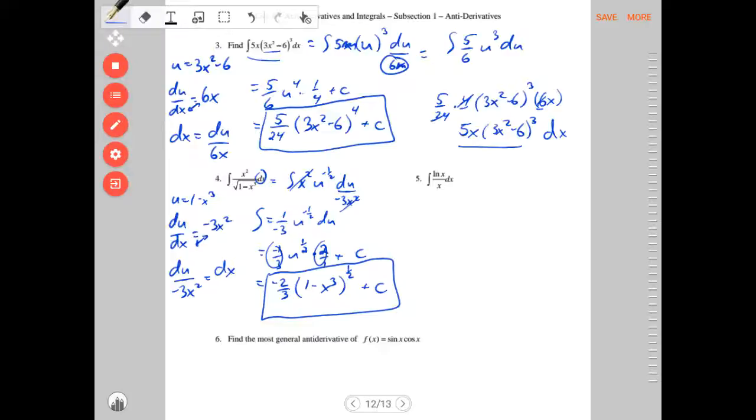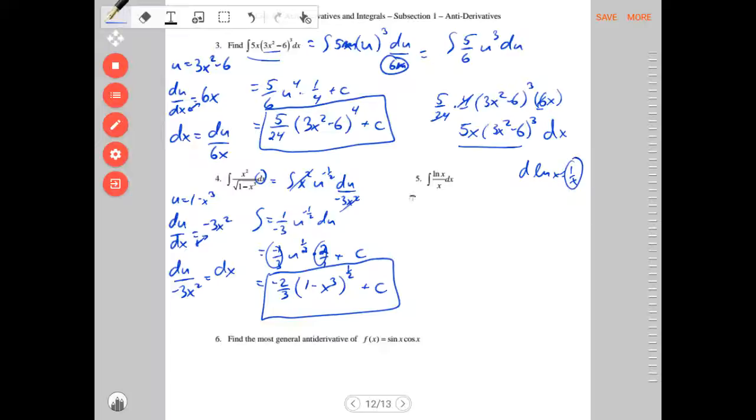Okay. Number 5, ln x over x. Okay. Now, which one is the u function? Remember, the u function is the chain rule of the original. So the u function here, if it's the chain rule, then what we end up with is, okay, so the derivative of ln x equals 1 over x. So our u function is going to be the top part because the chain rule was the 1 over x.